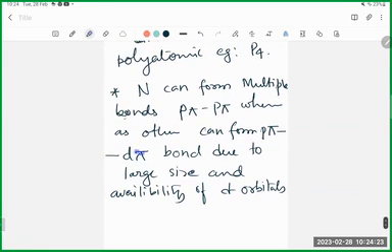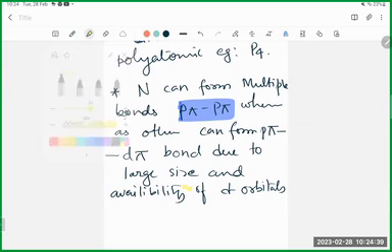I would say that nitrogen has p pi p pi bonding. This is a very important reasoning question: why can nitrogen form only p pi p pi multiple bonds with itself, whereas other elements of the group are able to form p pi d pi bonds?